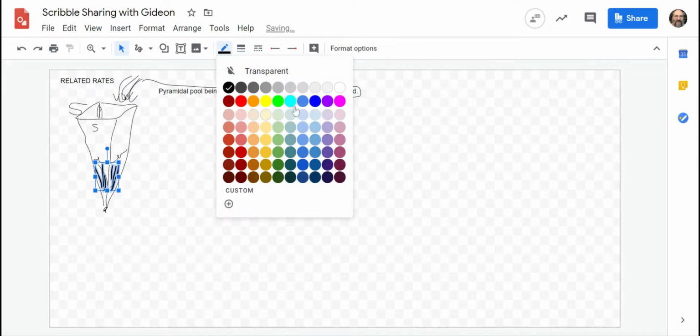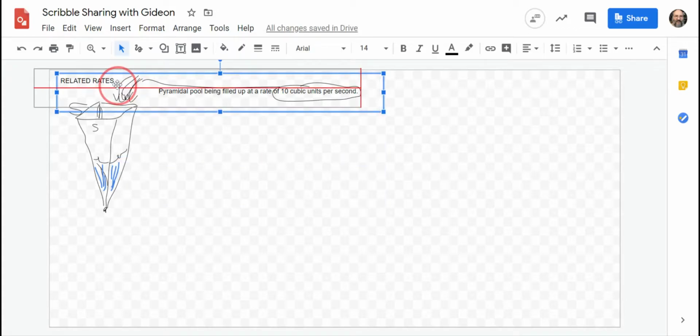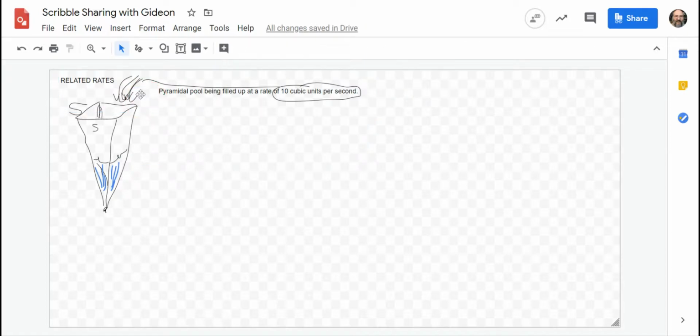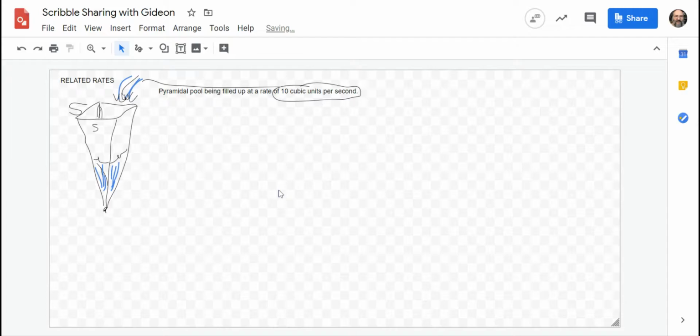Thicker and blue. I don't want to make too big a deal about this, but it'll be kind of nice. All right, a little bit of blue helping you see the rate of water going in and that we're at a certain depth.